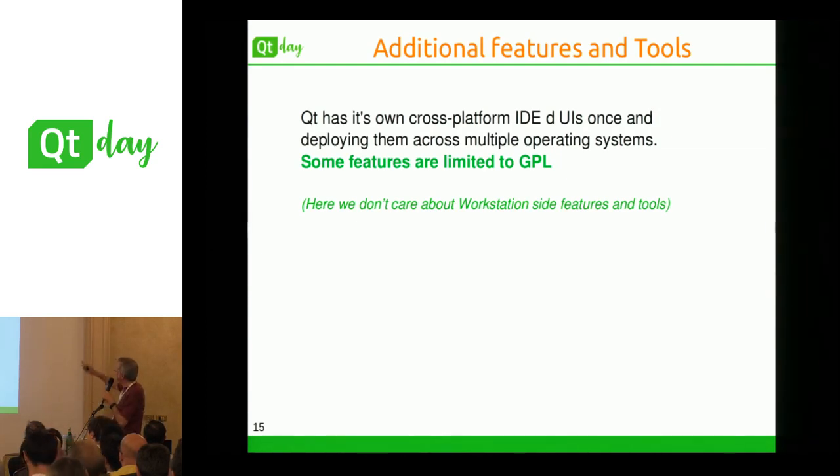For example, additional features and tools available from the host point of view, I mean on the development machine. We don't care about that because we are focusing on the target system. So you are free to do whatever you want. If you want the support, you call Qt and you buy their support, their beautiful packages, etc.